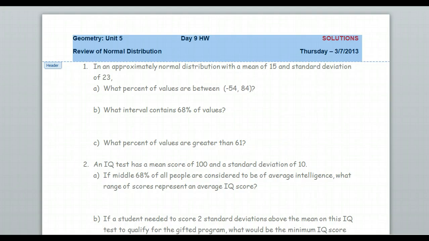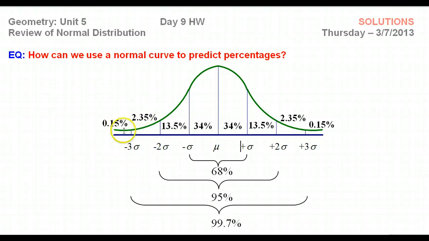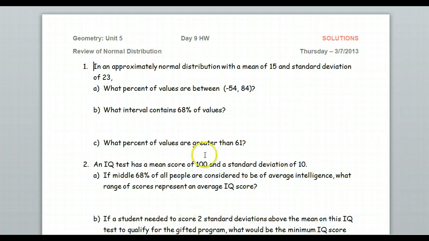Okay, so let's practice. Looking at problem number 1, if you have an approximately normal distribution, that word normal is a signal that it should be a bell curve, and these numbers and percentages should apply, with a mean of 15 and a standard deviation of 23. And then we have some questions. So when you make the curve, we need the mean to be in the middle, and then we'll use the standard deviation to find the other numbers.